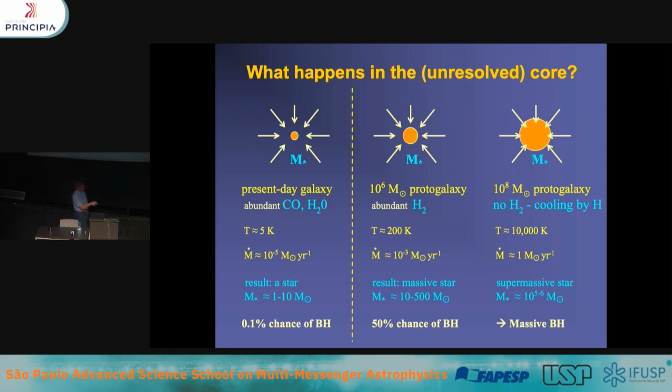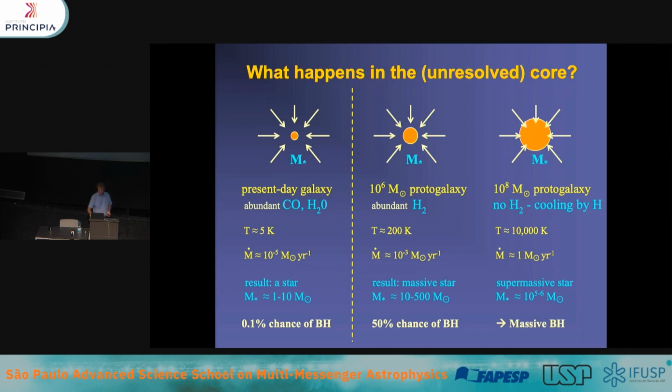Now comes the interesting part. What happens if there's no hydrogen molecules? Then the gas temperature remains at 10 to 1000 Kelvin, and the inflow rate becomes a solar mass a year. And now there's actually, this is the key, a qualitative difference. You could just say, well, I again multiply this by 10 to the 5 years, and now I have a supermassive star which is 10 to the 5 or 6 solar masses. And it turns out that gives you a massive black hole.